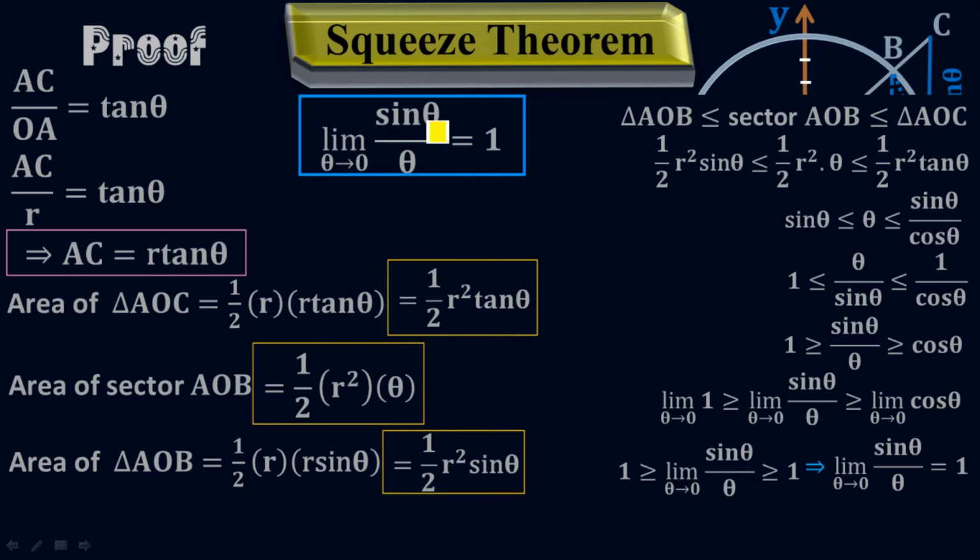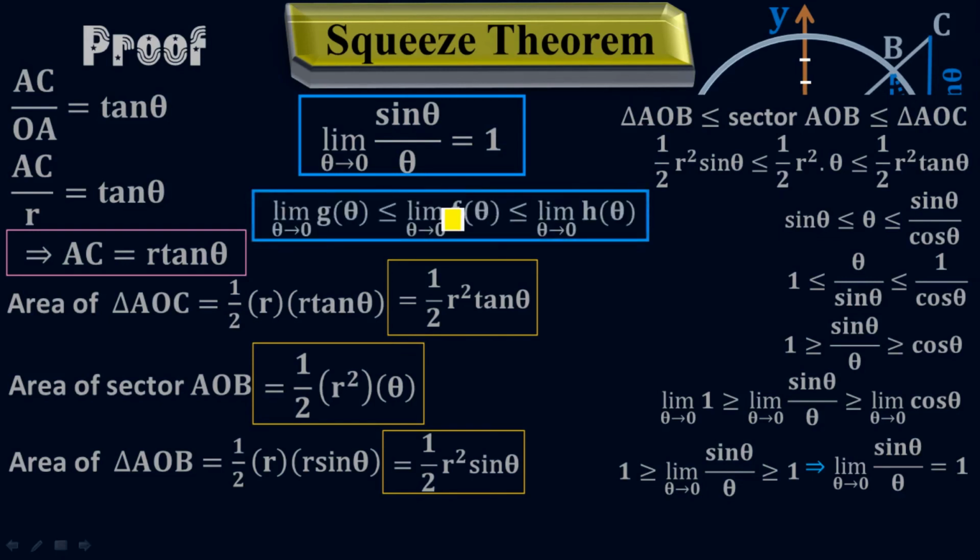There I got the mathematical and graphical proof for the Squeeze theorem formula, but also for the Squeeze theorem mathematical expression. Well, this expression also has been proved. Just think for a while that the area of triangle AOB is my limit of g of theta where theta approaches 0. And this area of sector AOB is my limit of f of theta where theta approaches 0. And this area of triangle AOC is my limit of h of theta where theta approaches 0. So by applying that Squeeze theorem mathematical expression here, at the end I got limit of sine of theta over theta where theta approaches 0 equals 1.